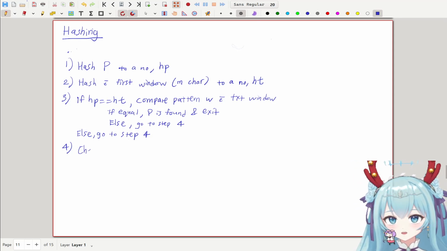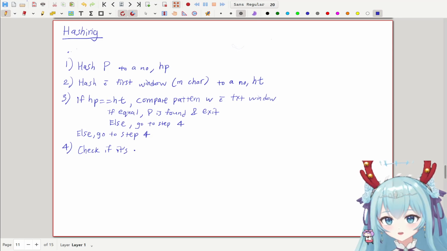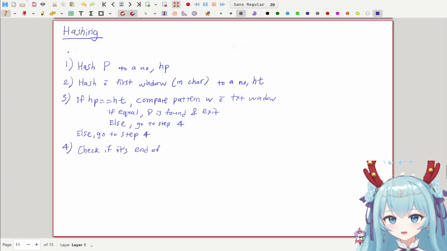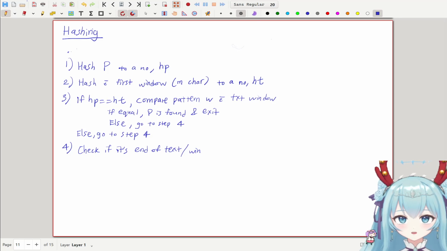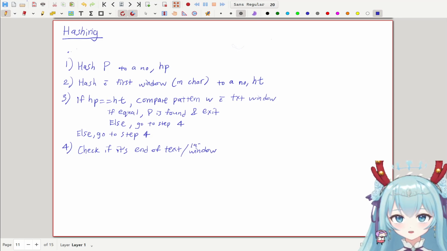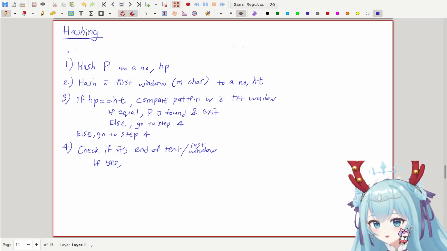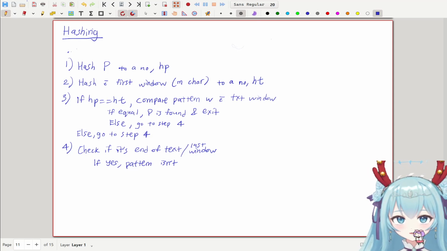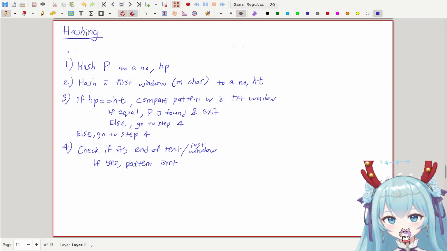We check if it's the end of text, whether this is the last window. If yes, then the pattern isn't found. Because if this is the last window and we've already checked it, that means there are no other windows left to check. And therefore the pattern isn't found.